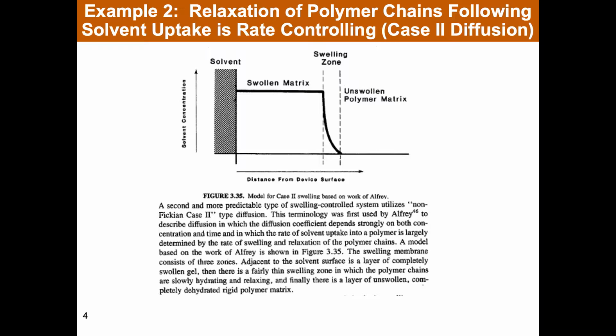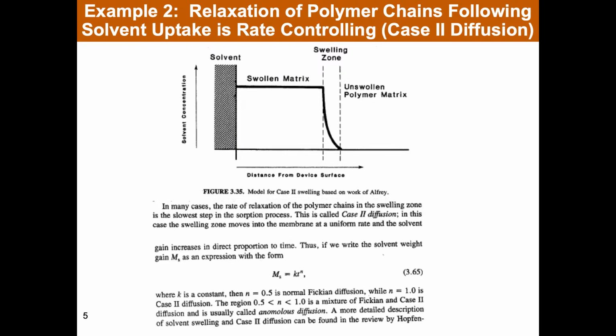And in an ideal case, you'll just have a swollen matrix behind a zone where the concentration of solvent changes very rapidly, and this swollen matrix zone will propagate almost linearly in time, in the simplest case, throughout the sample. And this can give rise to release kinetics that are linear in time. So case 2 diffusion is one where this exponent on t is equal to 1. Fickian diffusion is the case where you get simply t to the 1/2 release kinetics.